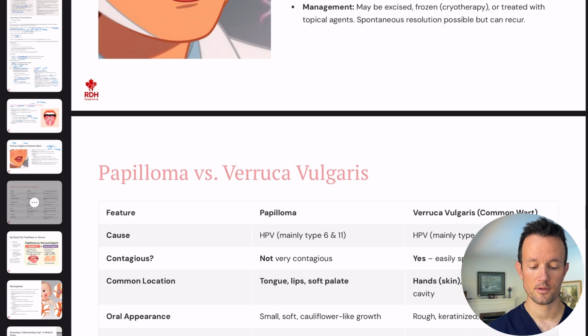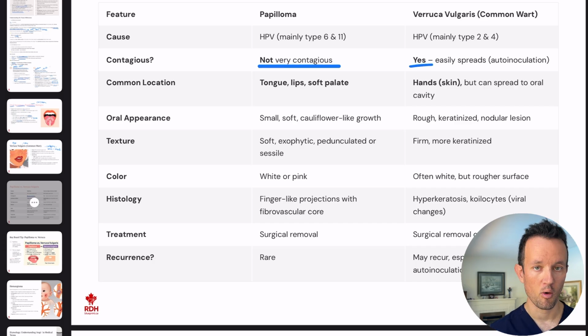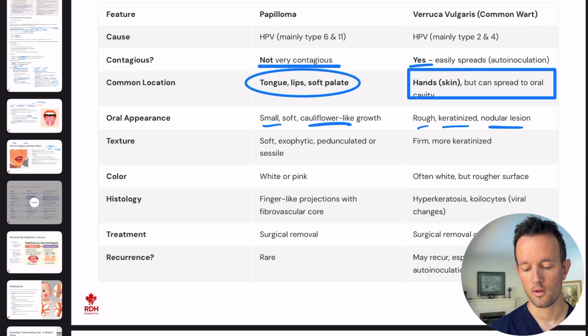So here's a little comparison chart for you. You can see it's not very contagious. Yes, the wart is contagious. We're all warned about making sure we have some type of sandal on in the showers in a public bathroom. Cauliflower-like growth, it's rough, keratinized, nodular, but this is in the mouth. You can see this papilloma, all in the mouth, whereas this is going to be in the hand, the skin, and the oral cavity.